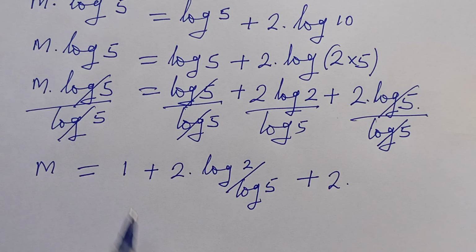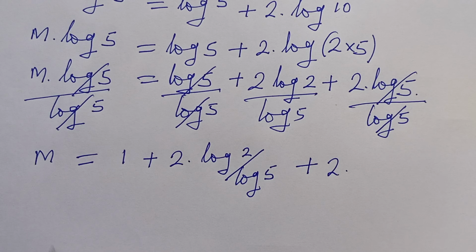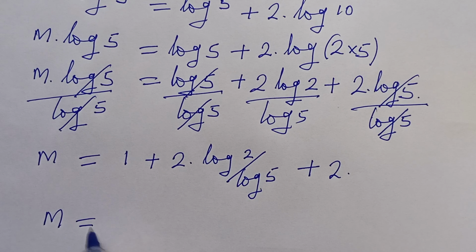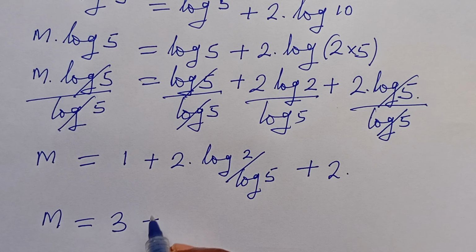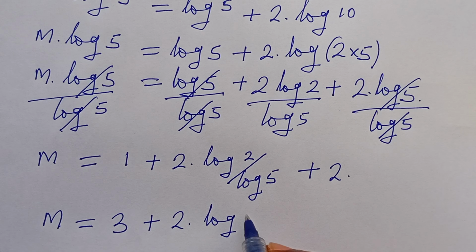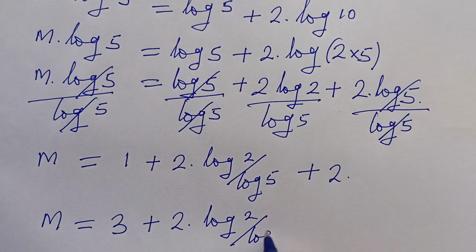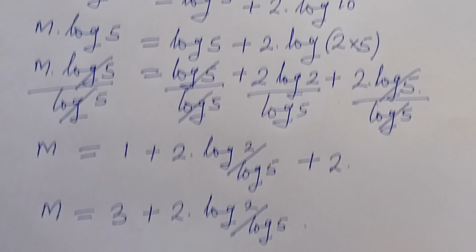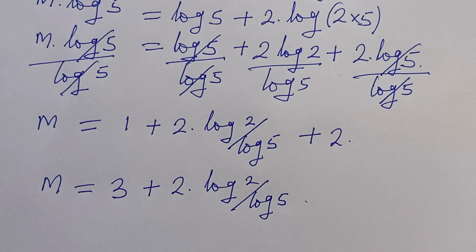Wow. So we can add this and this together, right? So if we do that, it's going to give us m is equal to 3, then plus 2 times the log of 2 all over log of 5. Now, if you have a powerful calculator, you can input this in your calculator and it will give you your answer straight away.